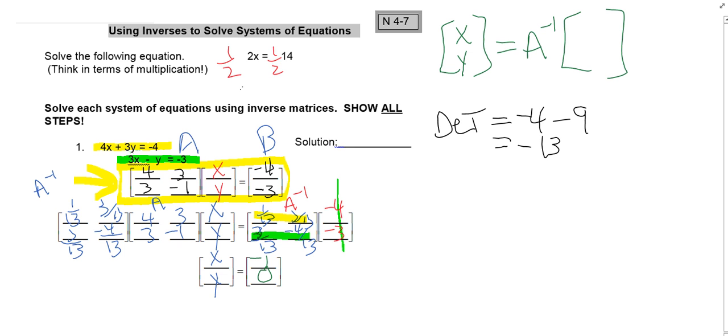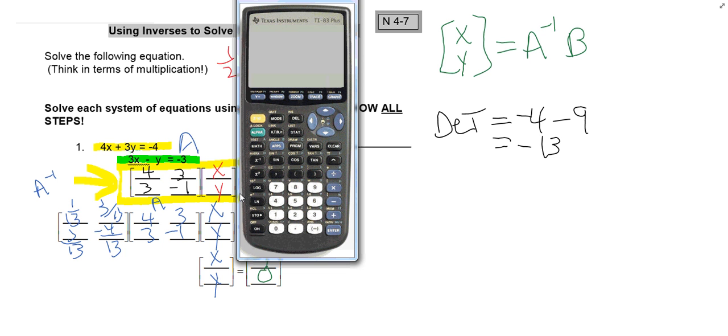And then, let's see. So we're just multiplying A inverse times our C matrix. Oh, actually B, I'm sorry. We're going to call it B. Okay. So let's put this in the calculator and see if we get the same result. So let me clear my memory out here. Okay.